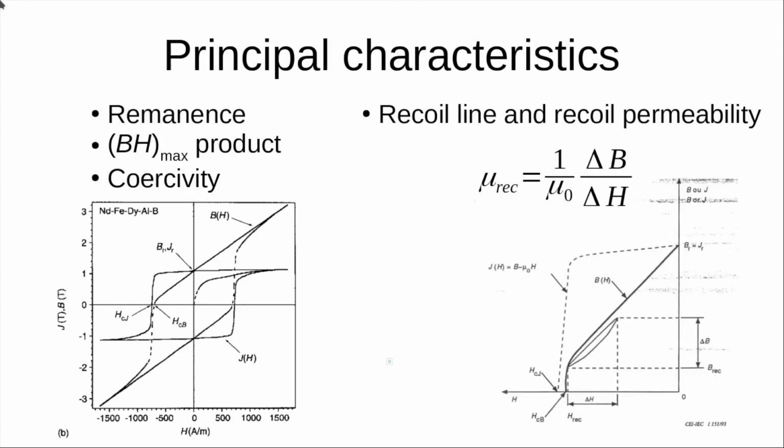The information obtained from the measurement of the demagnetization curve are the remanence, the working point, and the coercivity. The recoil line and the recoil permeability are the slope of the variation of the magnetic flux density over the variation of the magnetic field strength, obtained by increasing the magnetic field strength from coercivity.